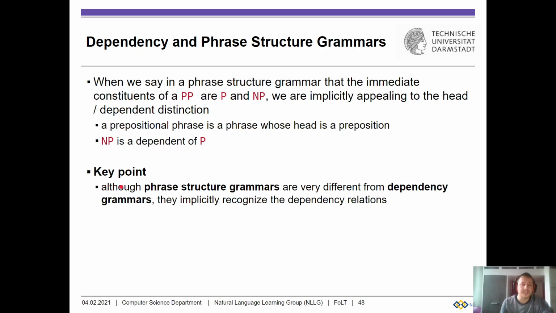So the key point here is, although phrase structure grammars appear to be very different from dependency grammars, they also implicitly recognize those dependency relationships in a way. So for each production rule, we would have to find out which element is the head in a production rule, and then we would say that this head is actually governing all of the other elements in the production rule.